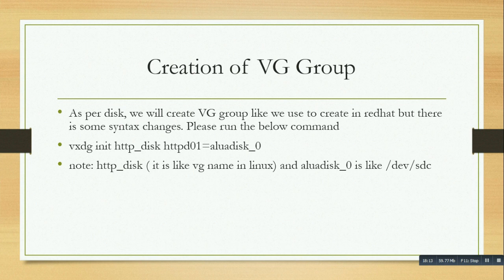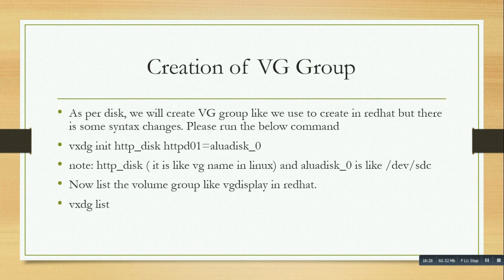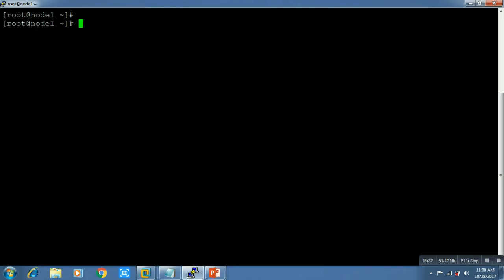Okay, now let's go back. vxdg init http_disk, http_d01 equal to, wait. It's very hard to remember the name. So I have to write this command here and then copy here. Yeah, now we can run vxdg list. Yeah, this is enabled now.